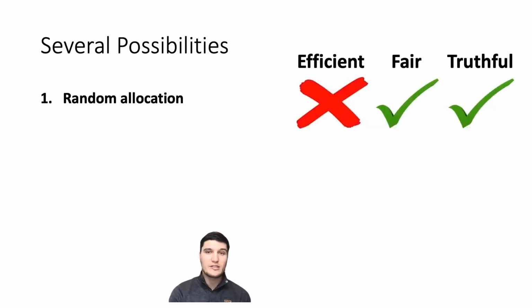Okay, let's think about some allocations we could do. One thing we could do is we could just give the fruit away randomly, right? So this is going to be fair. We're treating everyone equally. It's also going to be truthful, since I'm ignoring whatever you tell me, there's no incentive for you to lie. But it's clearly not going to be efficient, right? If one person prefers bananas to apples and one person prefers apples to bananas, I might actually allocate each of them the wrong fruit in a way that they would want to trade after the fact.